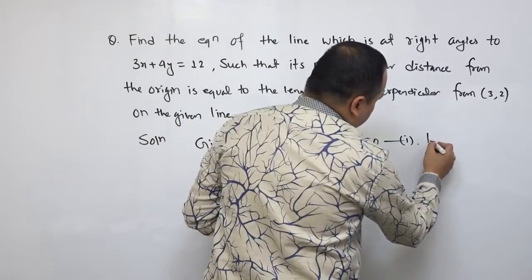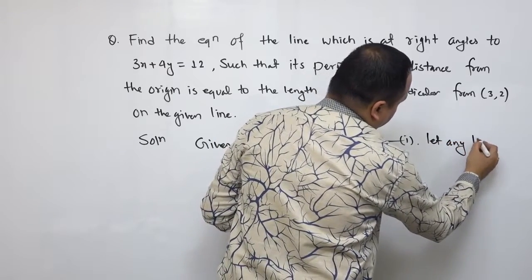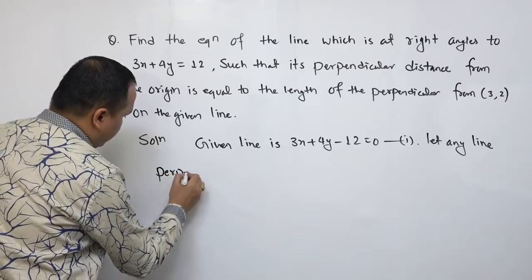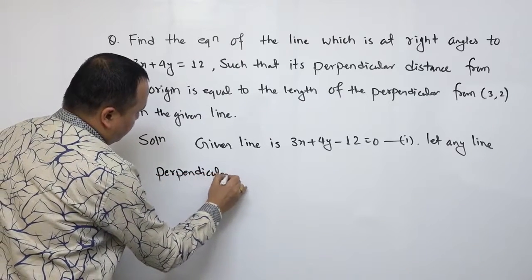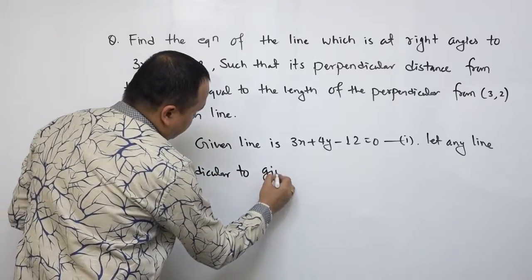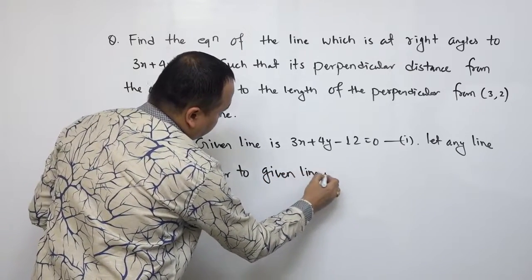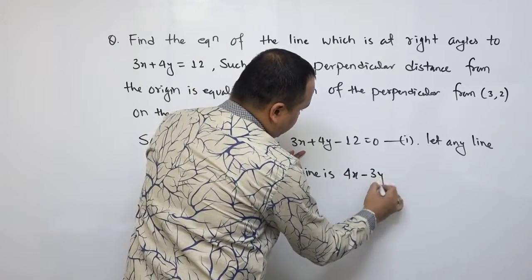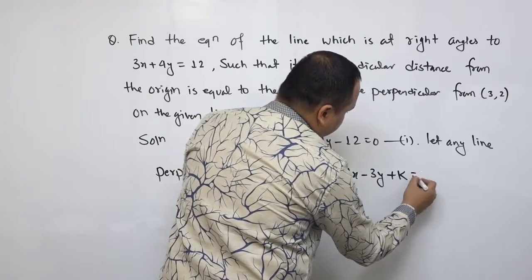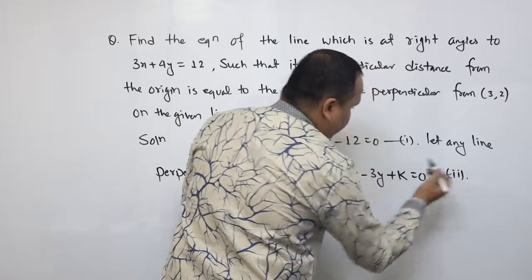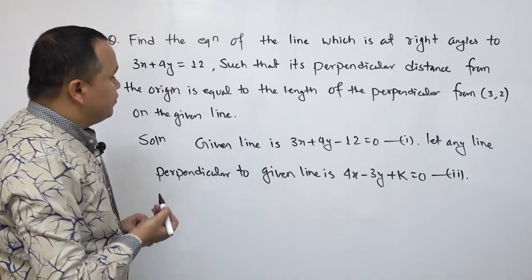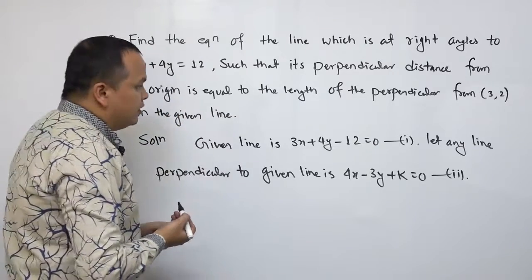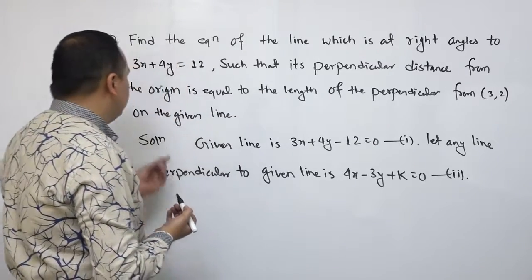Let any line perpendicular to the given line be 4x minus 3y plus k is equal to 0, equation II. By given, its perpendicular distance from the origin is equal to the length of the perpendicular from (3, 2) on the given line.